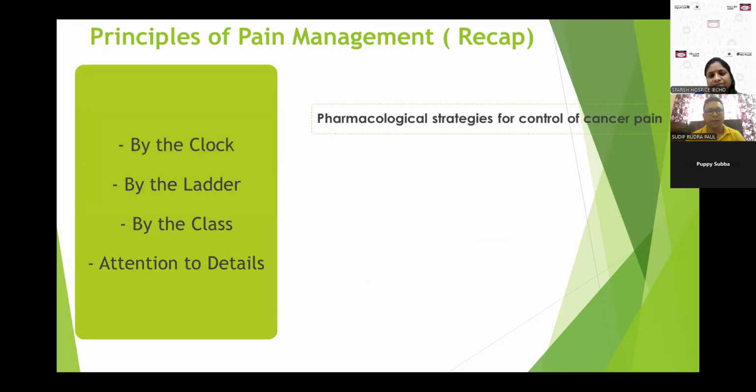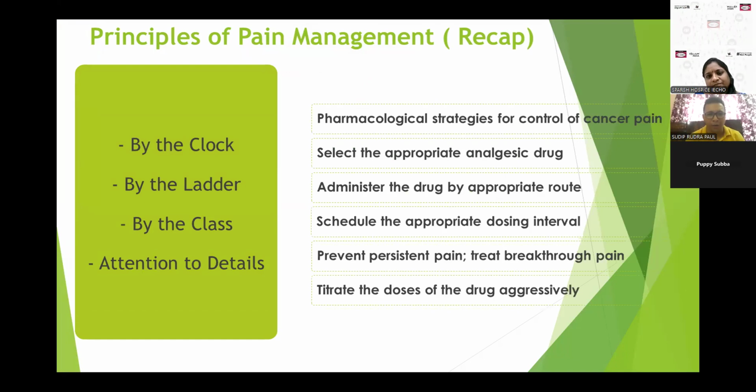So I think in pain management one, you have all come across the principles of pain management. It should be by the clock, that time to time we need to give the pain medication. There should not be any kind of bias. Then by the ladder. Whatever pain medication we are giving, the doctor also has to prescribe it nicely, and the sisters or nurses who are going to administer it need to have proper knowledge so that the same class drug should not be repeated.